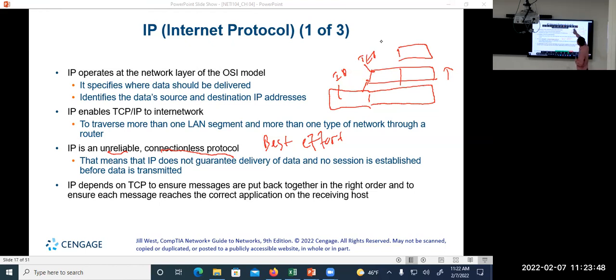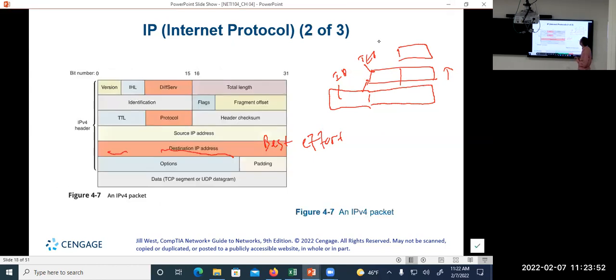Okay, so basically that is everything about the encapsulation of the IP packet here. That is encapsulation of the IP packet.